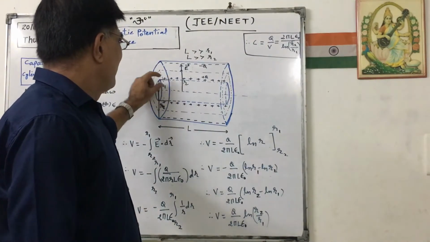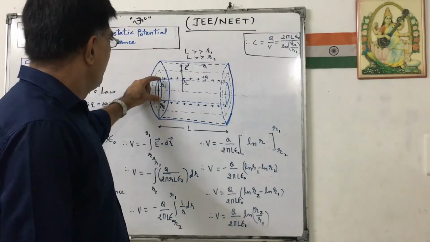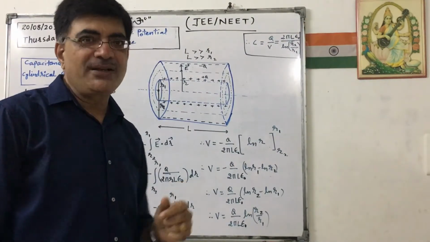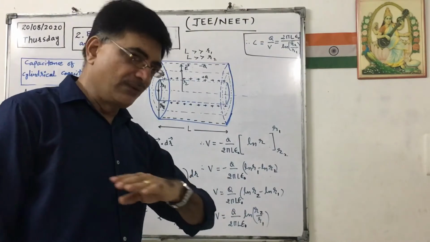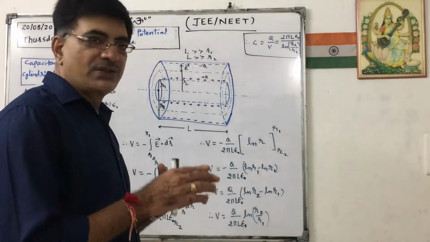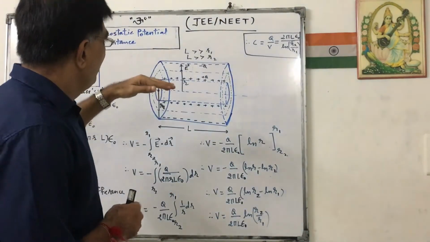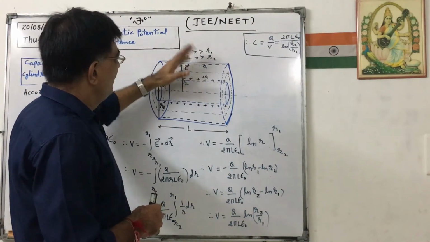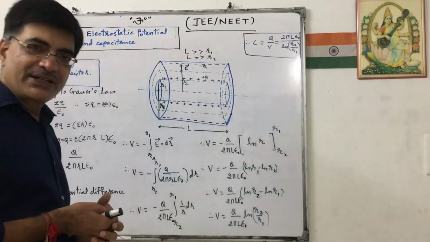The smaller has radius R1, the bigger has radius R2. This has total positive charge capital Q, uniformly distributed. This has total negative charge minus Q, uniformly distributed. We know that at any point between these two hollow cylinders, the electric field will be outward. Moreover, if I consider a small fraction of area, the area vector will be in this direction. So electric field and area vector will be in the same direction.